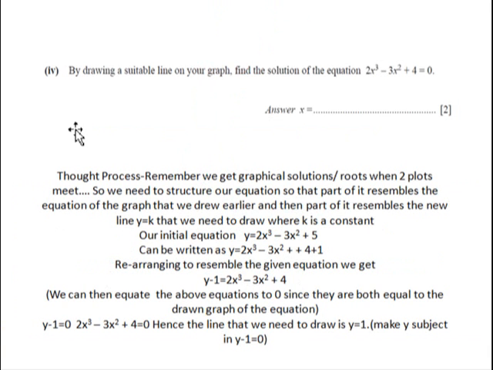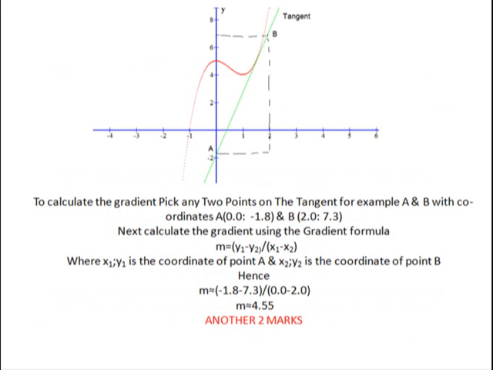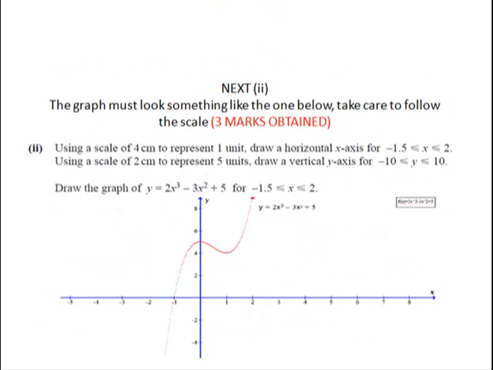Then it says, by drawing a suitable line on your graph, find the solution of the equation 2x cubed minus 3x squared plus 4 is equal to 0. Remember the graph that we already drew is the graph of 2x cubed minus 3x squared plus 5.